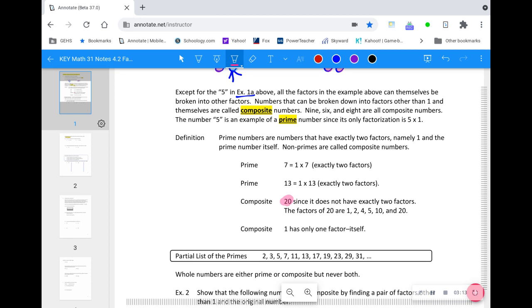Okay, the number 1 has only one factor. The number 1, you might go, well, what about 1 times 1? Well, you said 1 twice. And because of that, it kind of disqualifies itself, because if you look carefully at the definition, it has to have exactly 2 factors, namely 1 and a different number, itself. So 1 is not considered to be prime.